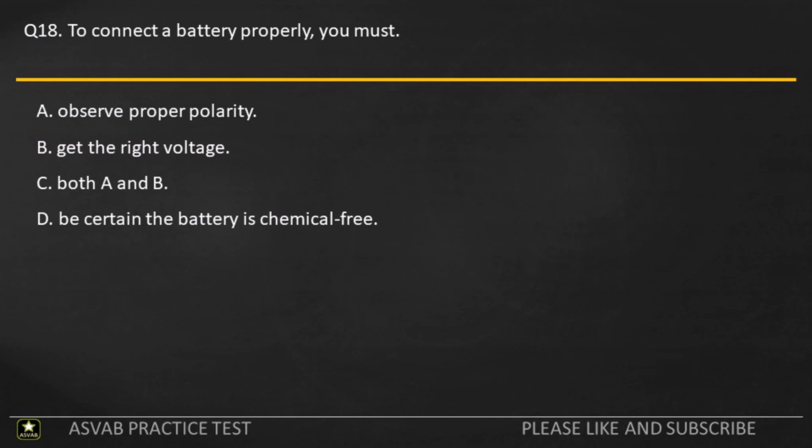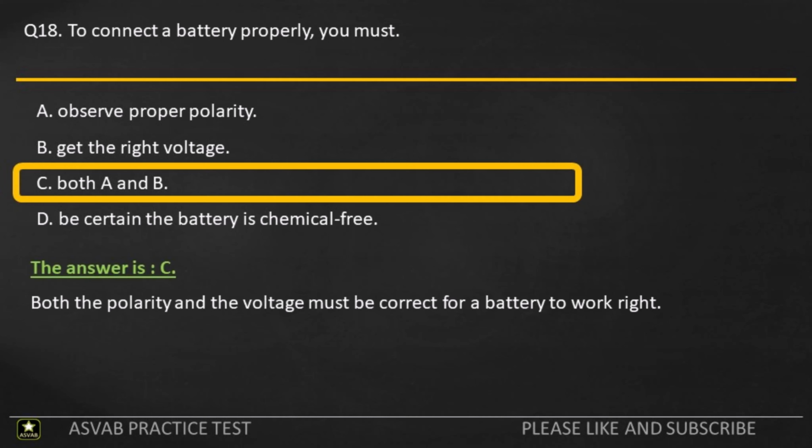Q18. To connect a battery properly, you must A. Observe proper polarity, B. Get the right voltage, C. Both A and B, D. Be certain the battery is chemical-free. The answer is C. Both the polarity and the voltage must be correct for a battery to work right.